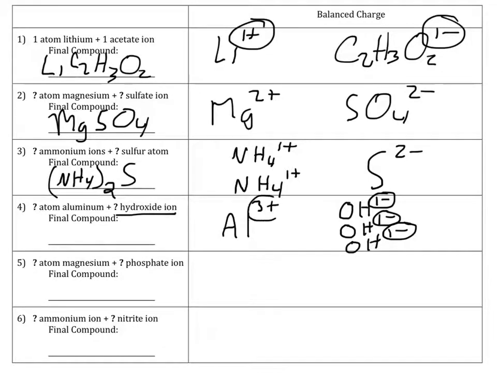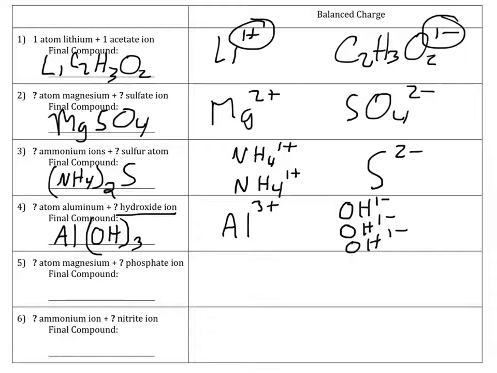And then the aluminum is a 3 positive. And so we have 1 aluminum. And again, hydroxide is OH, so we have to put OH. But how do we show we have 3 of them? We show we have 3 of them by putting it in parentheses and putting a 3 on the outside.